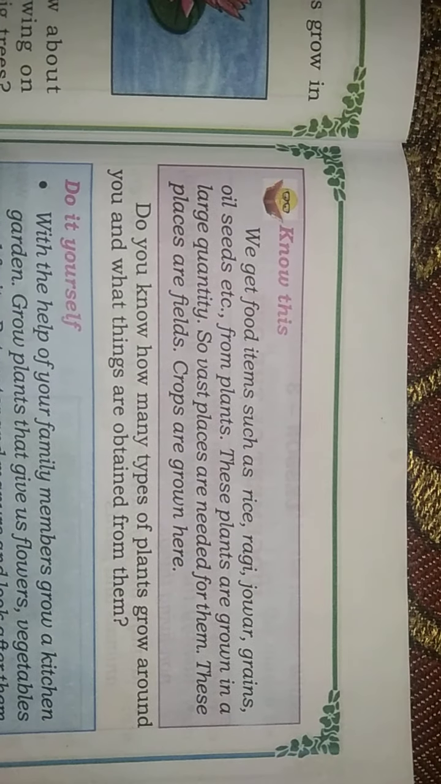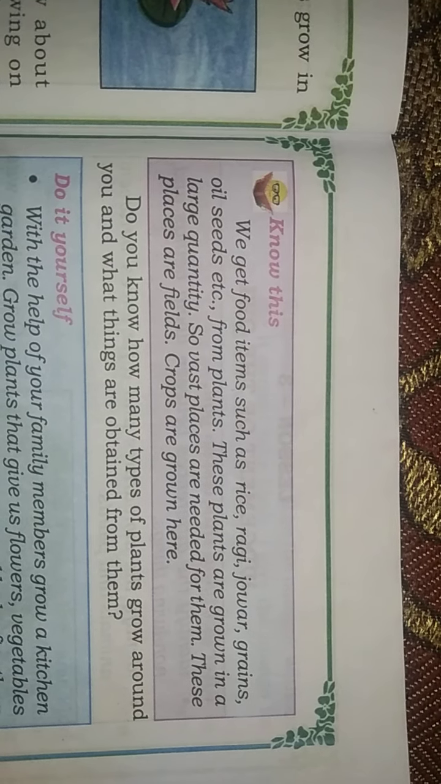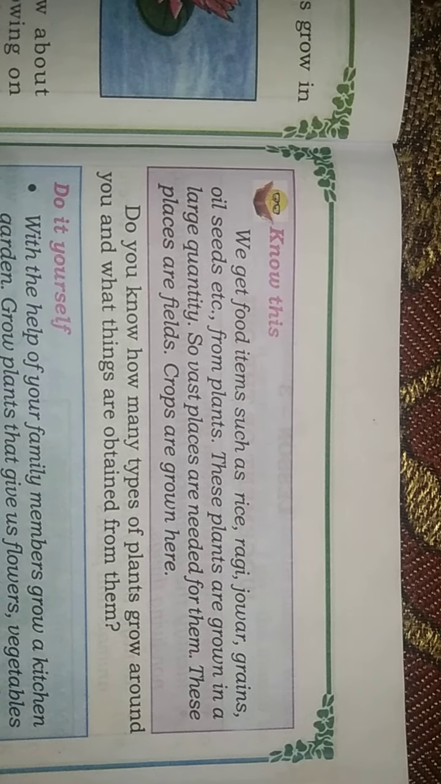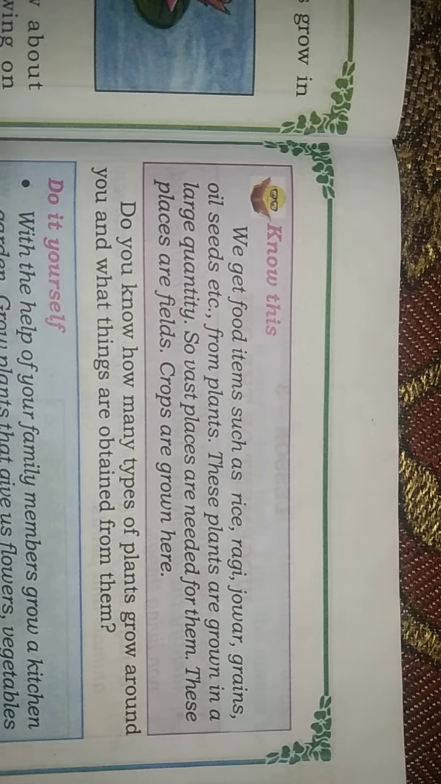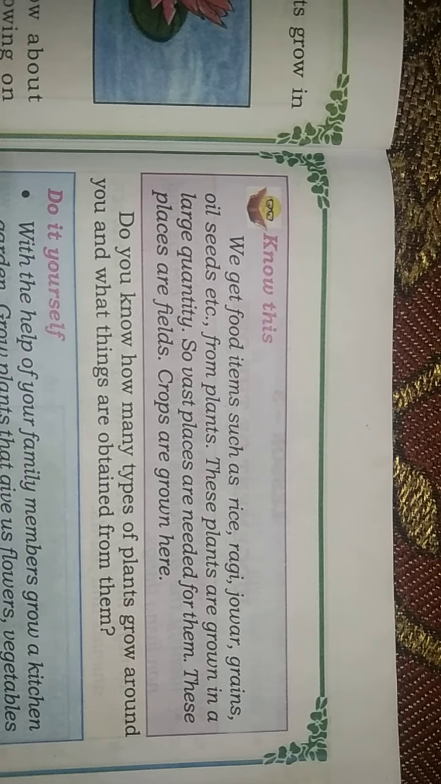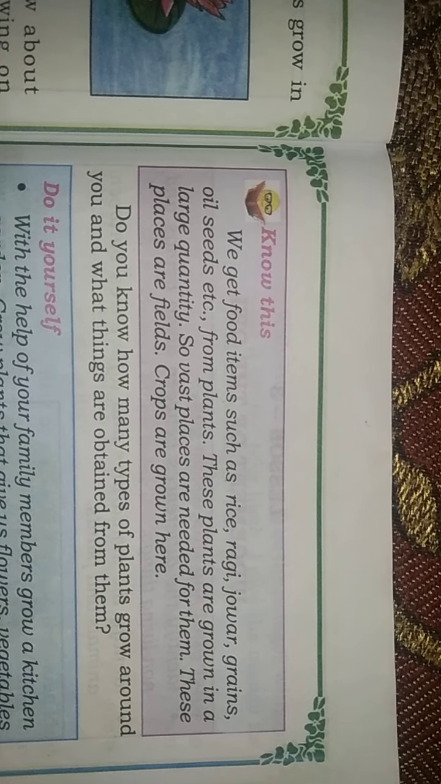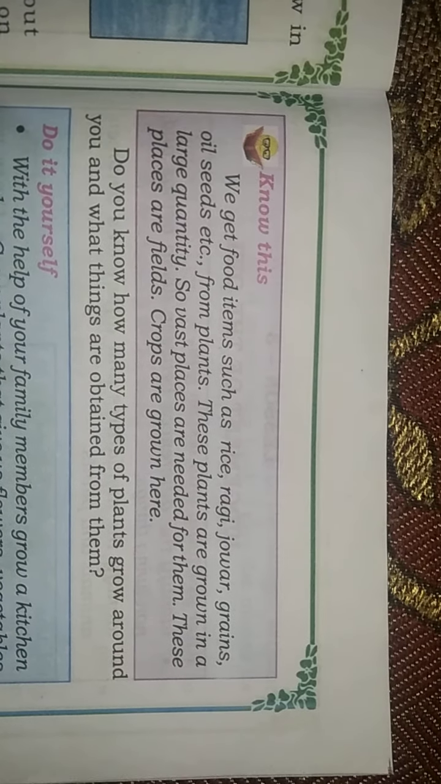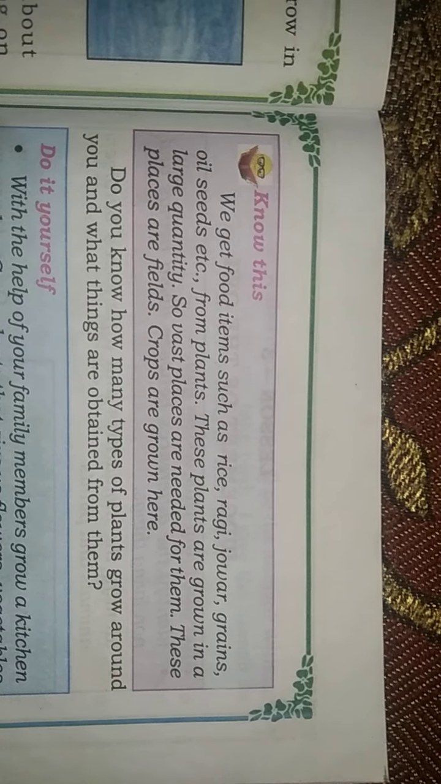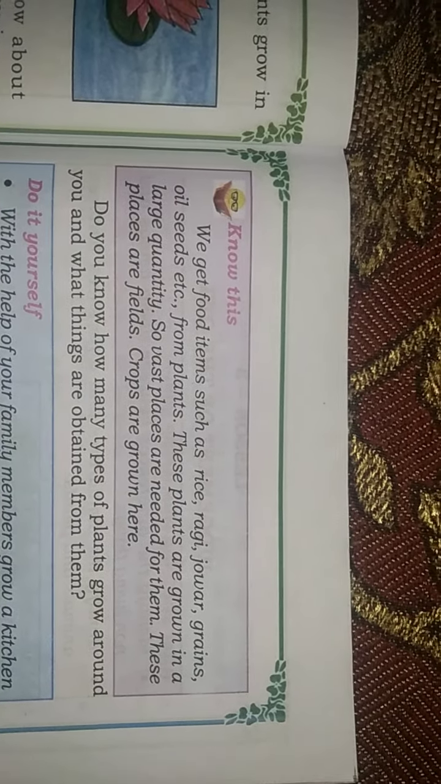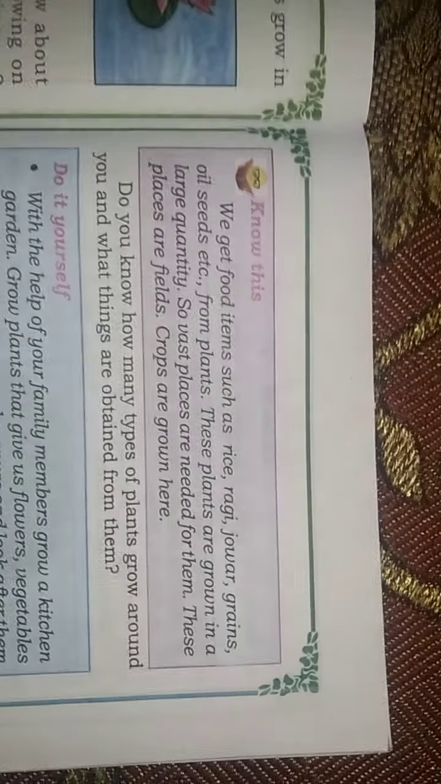We get food items such as rice, ragi, jowar, grains, oil seeds, etc. All these are obtained from plants. These plants are grown in large quantity.